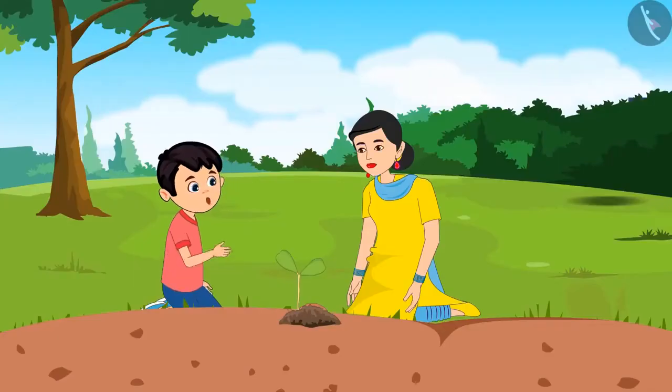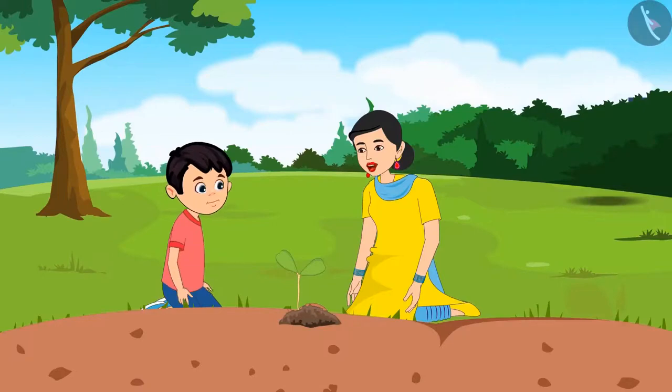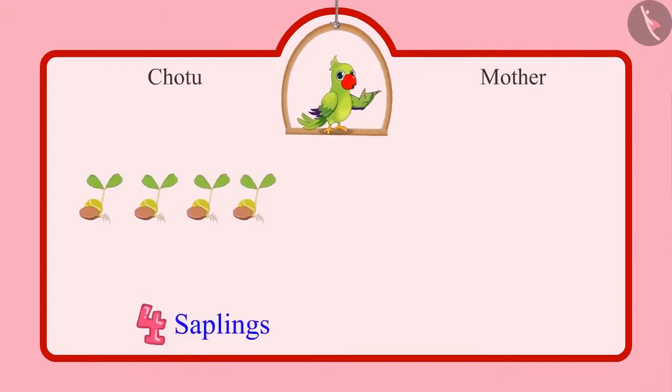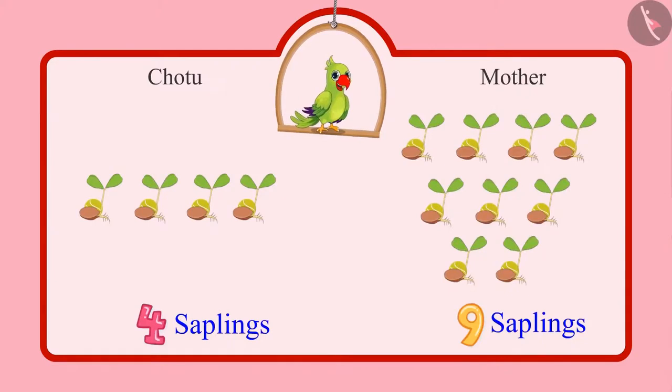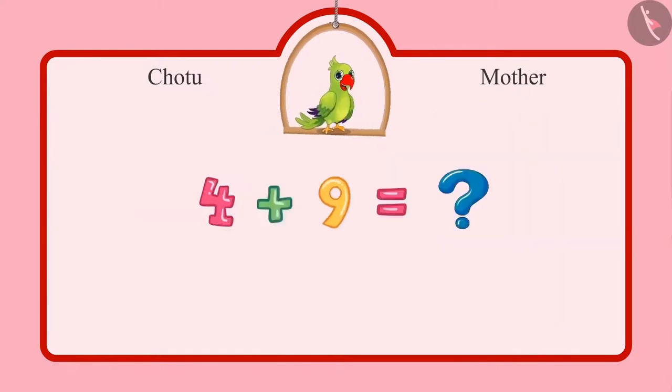Mom, even I want to plant saplings. Chotu, now you also start planting the saplings carefully. Chotu planted 4 saplings. Mother planted 9 saplings. Can you tell me how many saplings in all did they both plant?